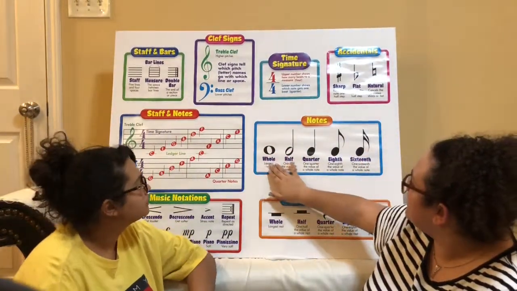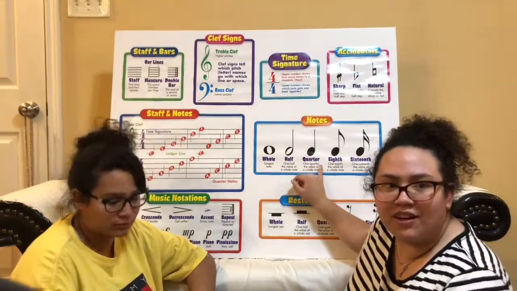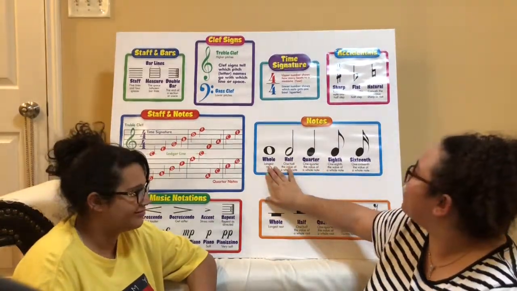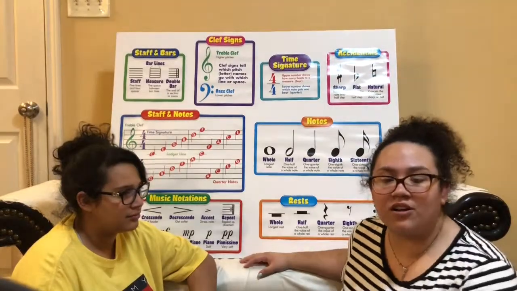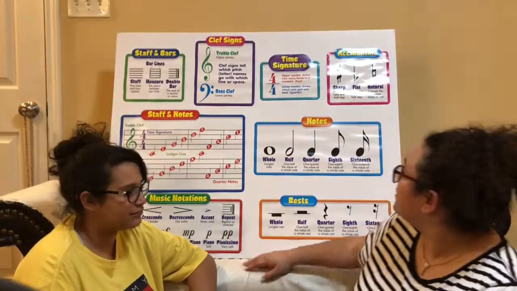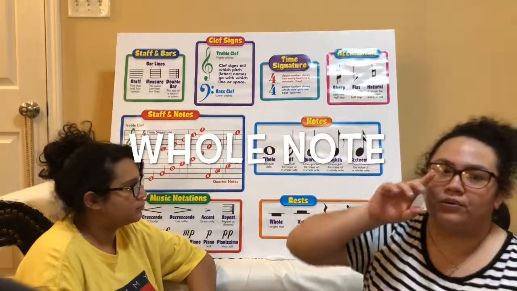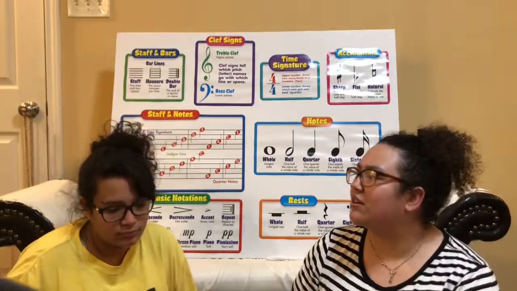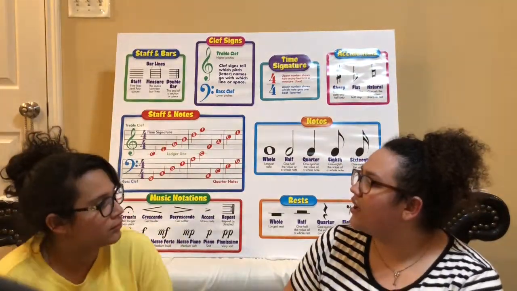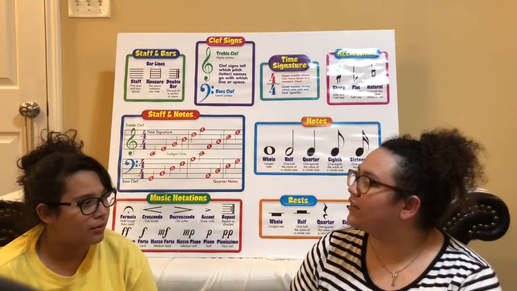Alright, so last time we talked about measures, right? So these things that kind of look like dots, they tell you how long the note is going to be played. So the first one is a whole note.